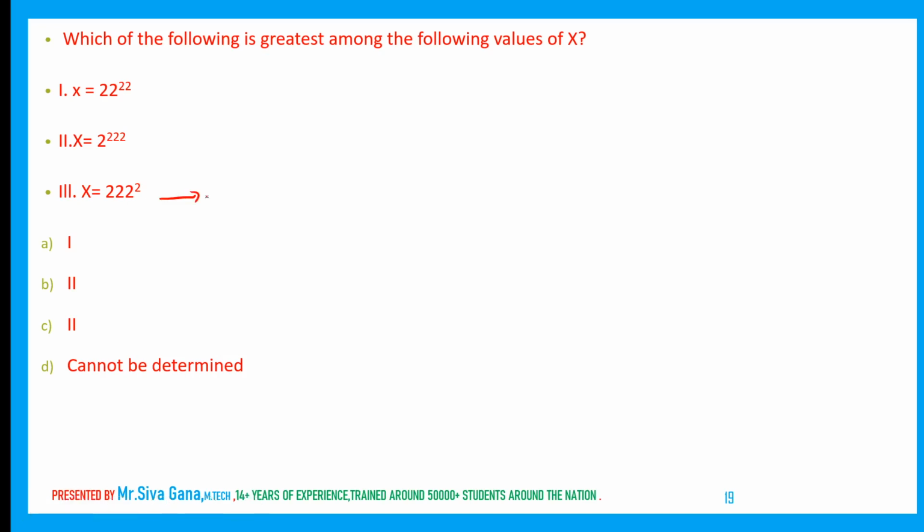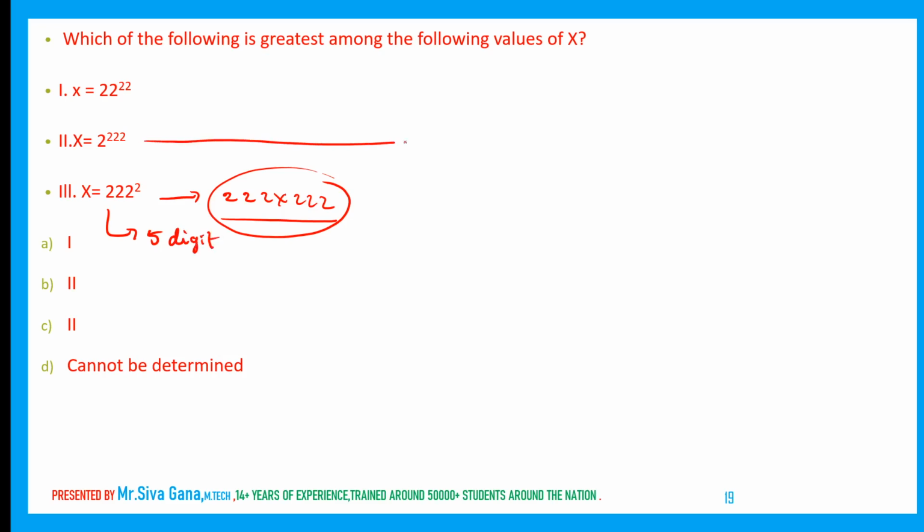If I take this one, 2^22 into 2^22, what is its result? Its result is definitely 5 digit. So this will consist of a 5 digit result. Okay, let us check this one.